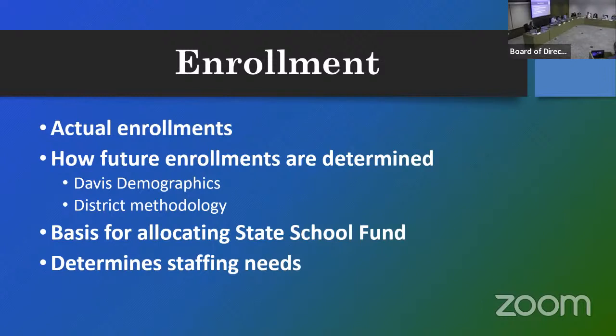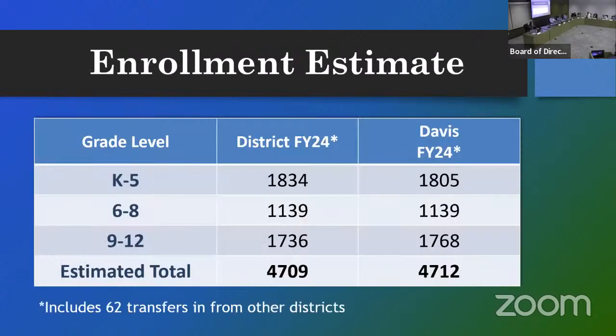We also do our own methodology, which is just simply rolling up this year's enrollment to next year's and doing some historical growth averages. And interestingly enough, the two have typically come out, recently I would say, relatively similar. You can see the district's fiscal forecast is at 4709 and Davis Demographics is at 4712.